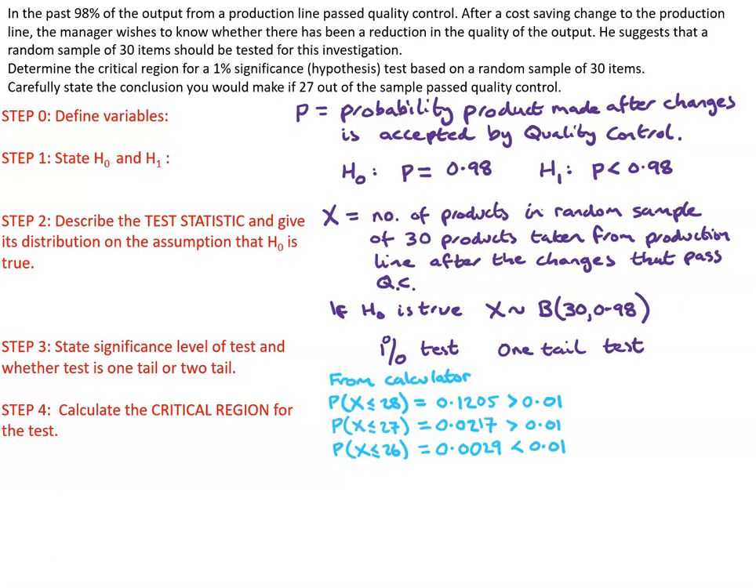For the binomial distribution with n equals 30 and p equals 0.98, the probability that X is less than or equal to 28 is 0.1205, which is definitely bigger than 0.01. The probability that X is less than or equal to 27 is 0.0217, which is still bigger than 0.01, but the probability that X is less than or equal to 26 is 0.0029, which is less than 0.01. So we can say that the critical region is X is less than or equal to 26.